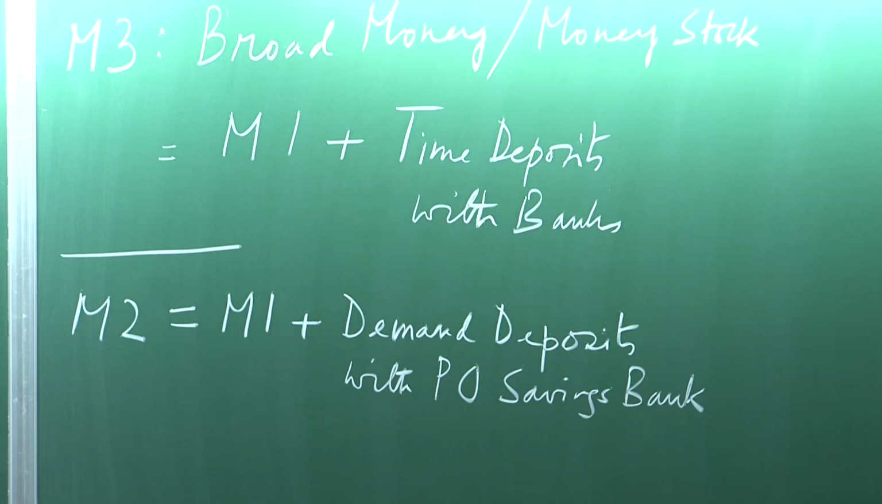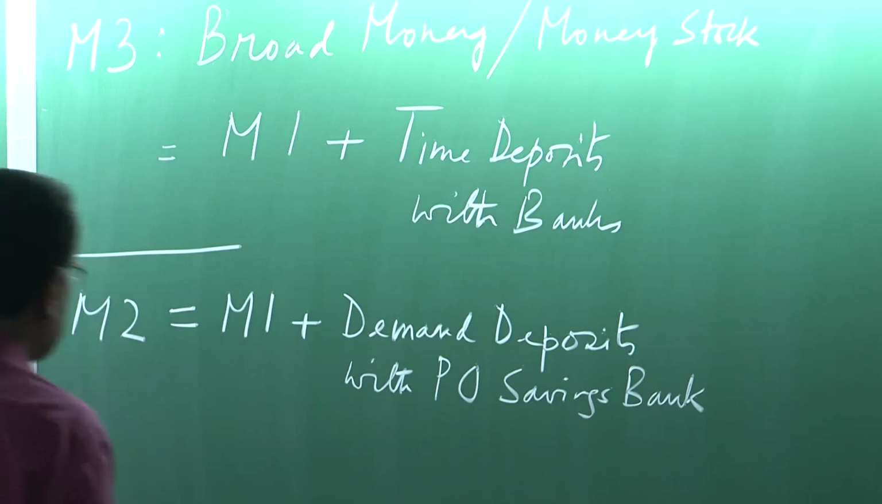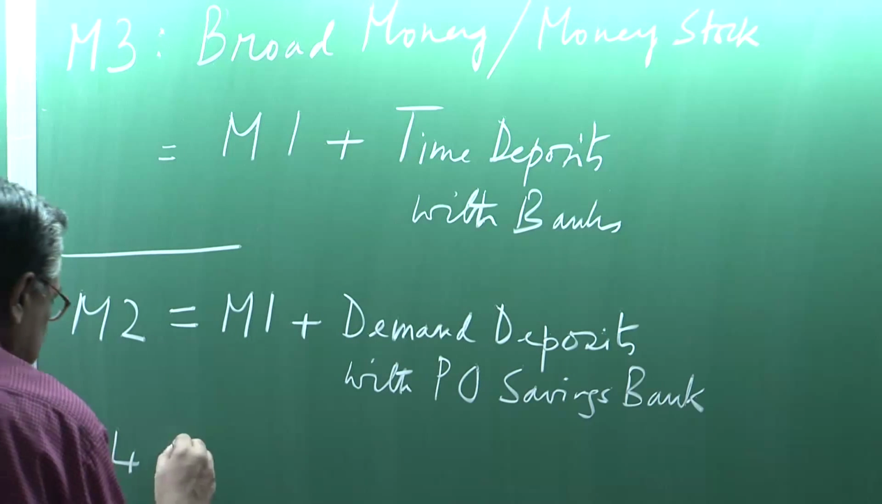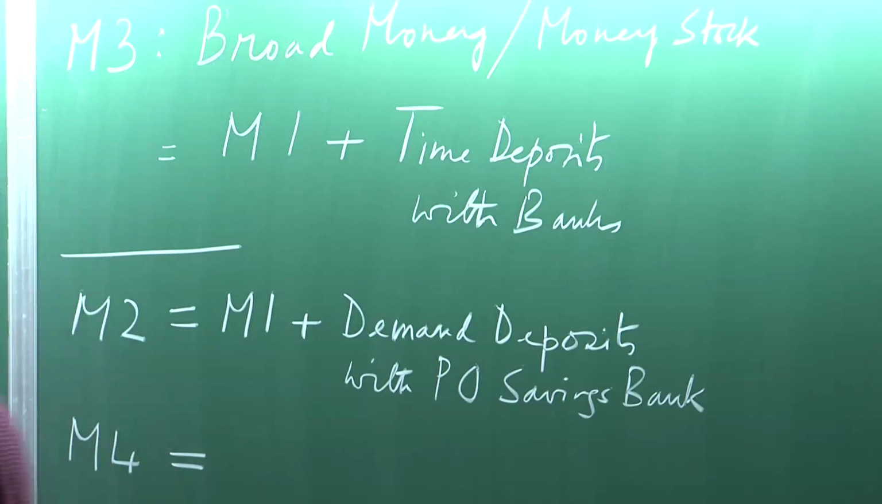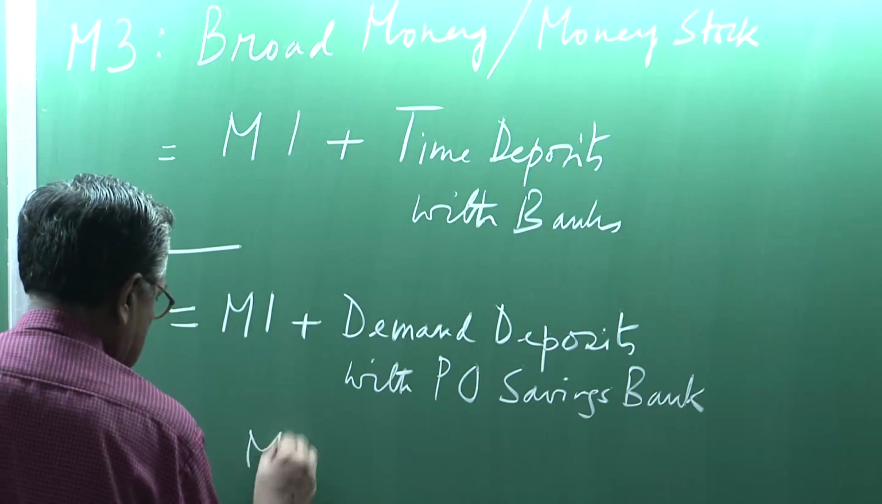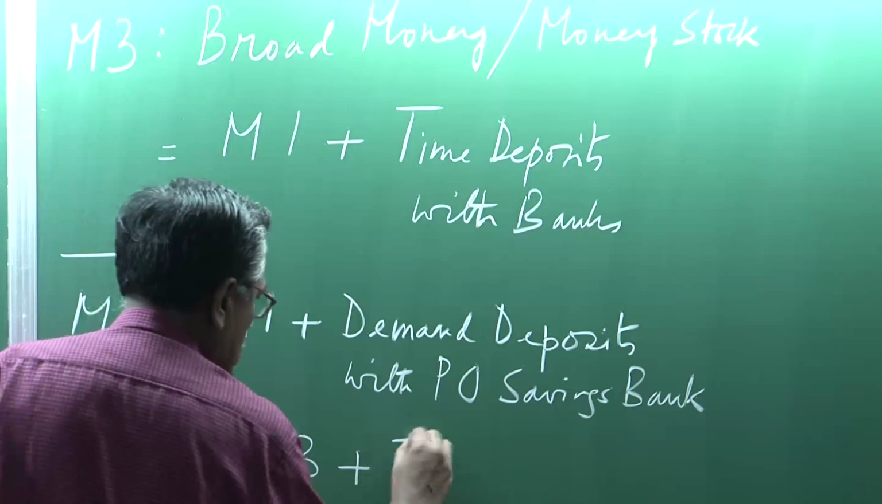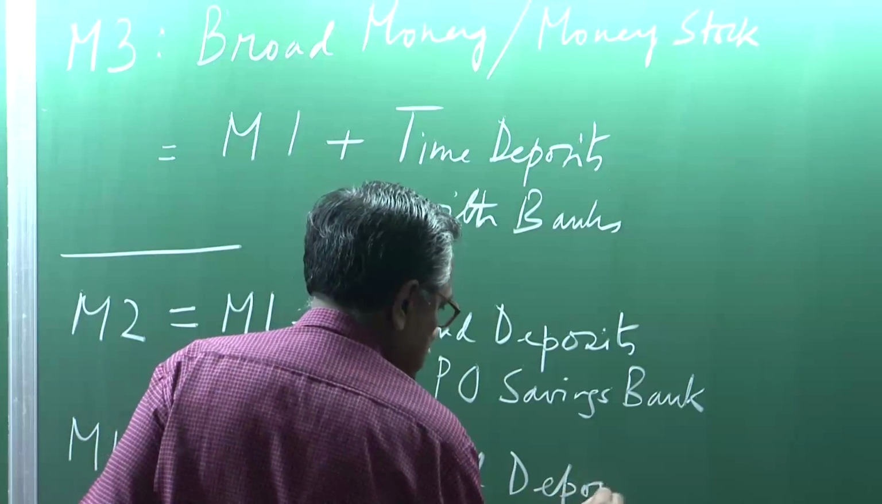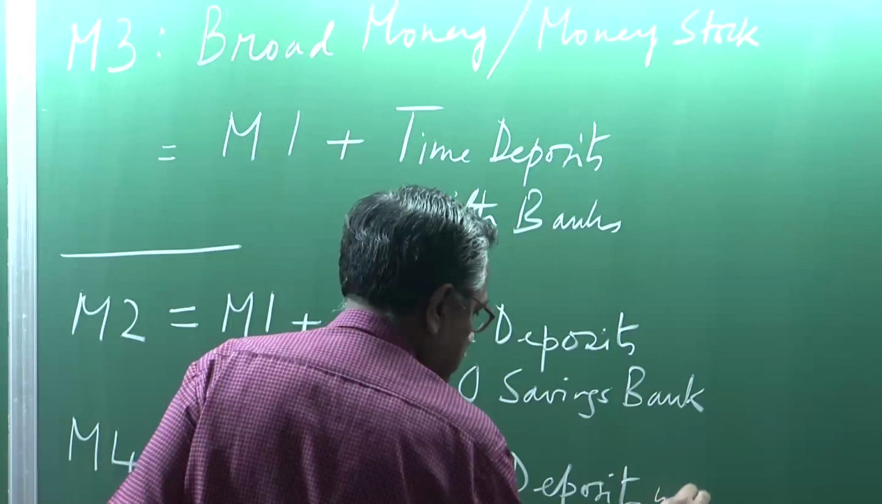It's very interesting. Achha. So, with post office savings bank, M2. Now, M4 is nothing but M3 plus total deposits with post offices, with post office savings bank.